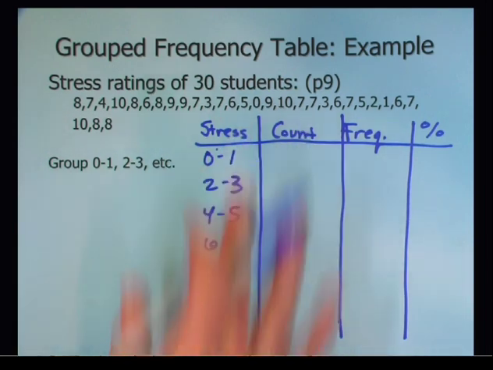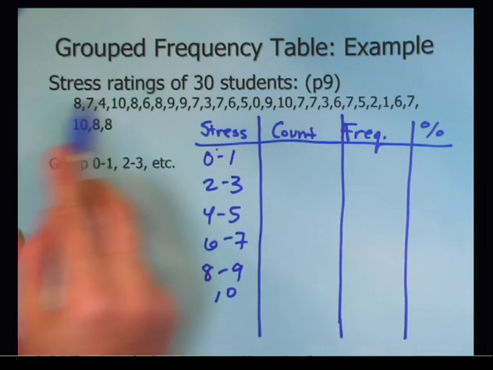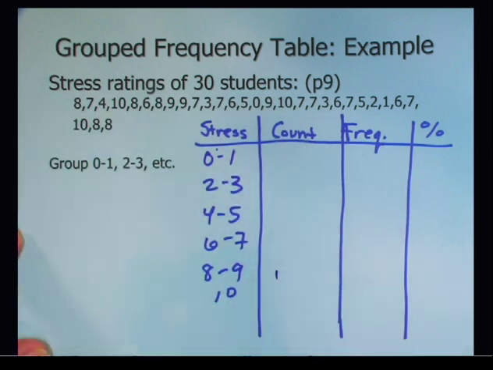And so then you just count up. You would go through it and count 8 goes into this category, 7 goes into this category. So now you've grouped them where you can get some meaningful information, but it's not so much detail. I'm not going to run through this with you because it's exactly the same as we did before.